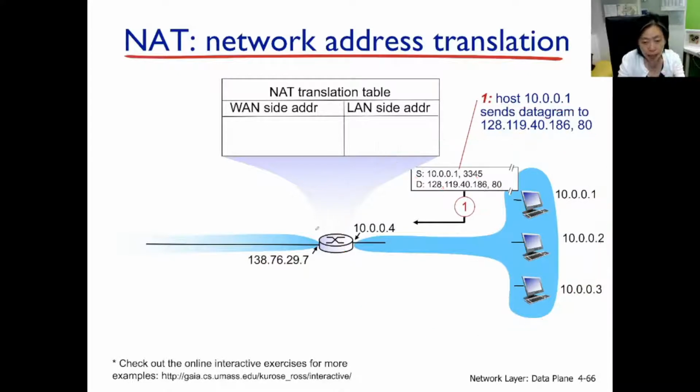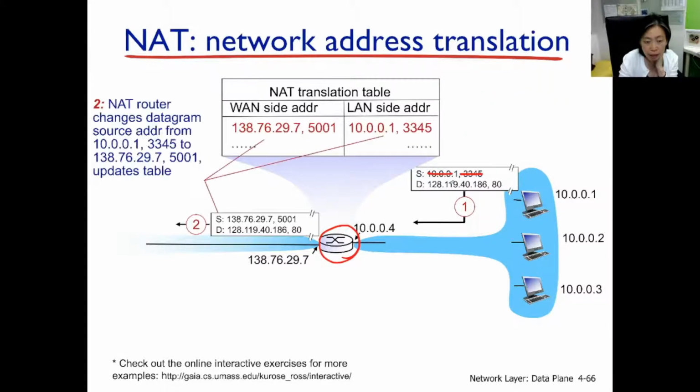So that packet is going to reach the NAT box in the middle, and this is going to be replaced. This is going to be replaced. 10.0.0.1 is going to be replaced by the real IP. And the 3345 port number is going to be replaced by a new port number generated by the NAT box here.